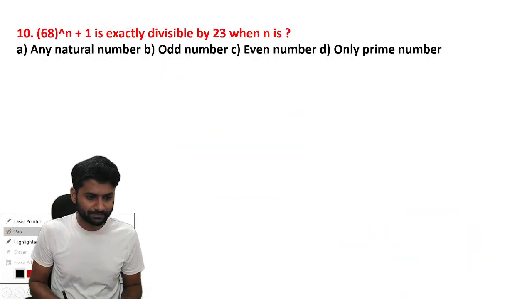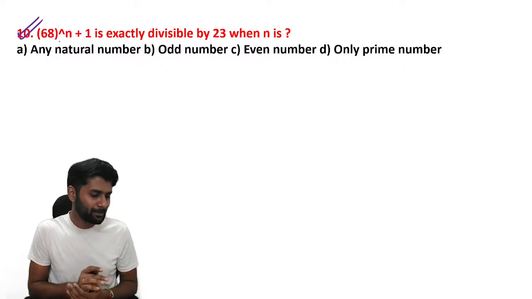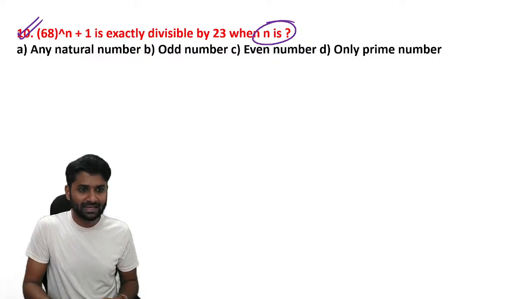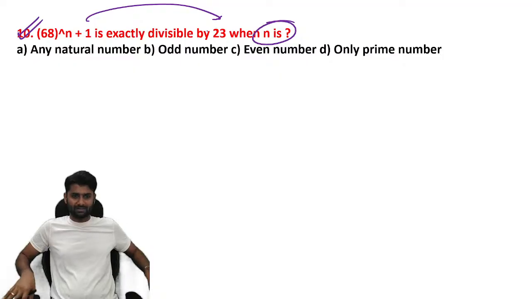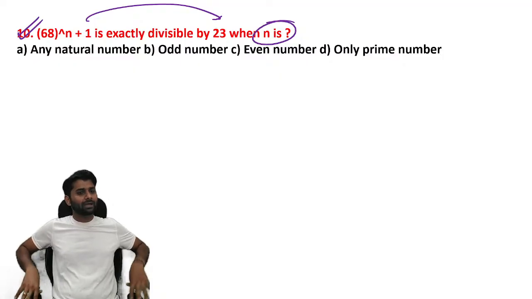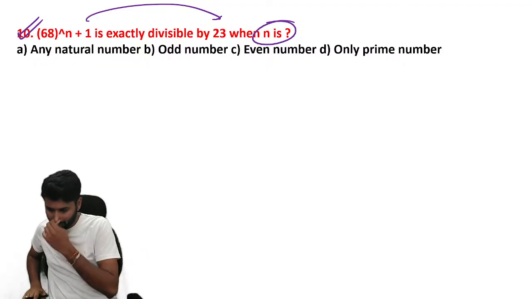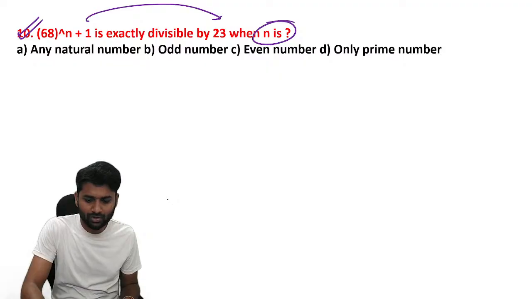Next. Guys, this is for you: 68 power n plus 1 is exactly divisible by 23. What about this n? They clearly mention that it is exactly divisible by 23, which means there is no remainder. If there is no remainder, then what can be the n value? Is it a natural number, odd number, even number, or only a prime number? Try to answer after this session. On to the next question.